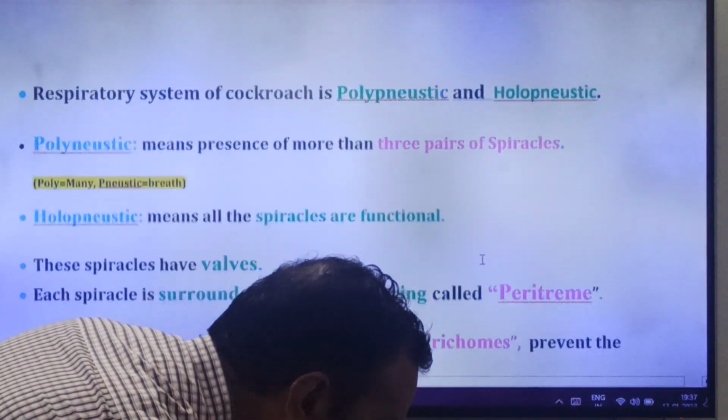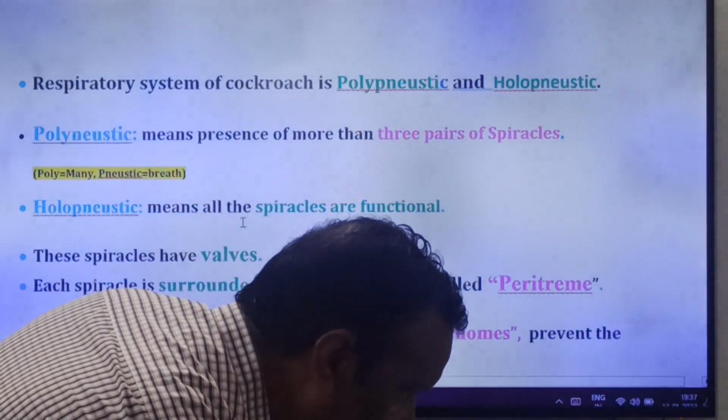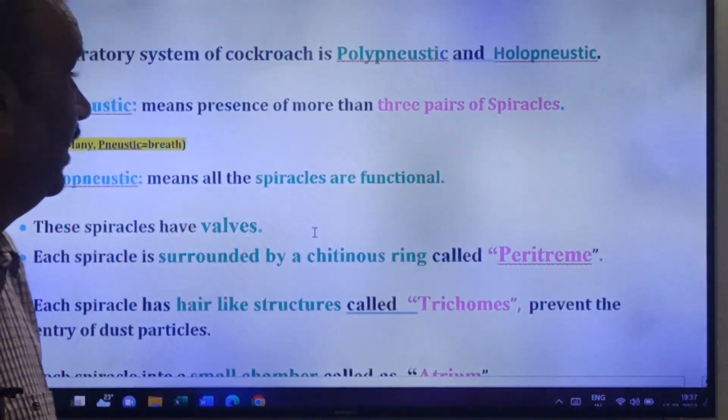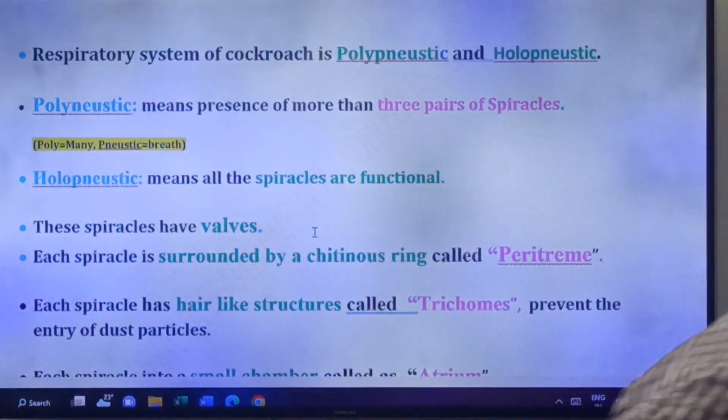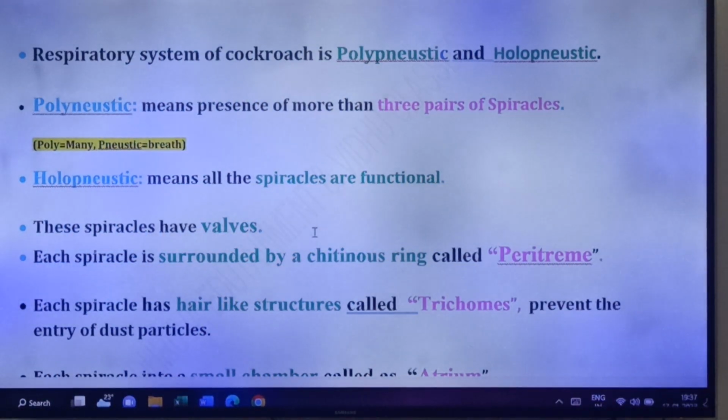Now see friends, here you have to remember two important definitions. The respiratory system of cockroach is called polyneustic and holoneustic. Friends, here neustic means breath or respiration. Poly means many. Holo means complete. Very, very important definition friends. Here you have a 2 marks question. What is polyneustic and what is holoneustic?